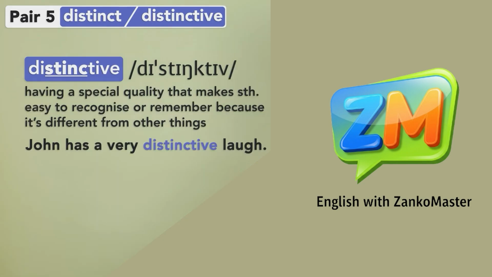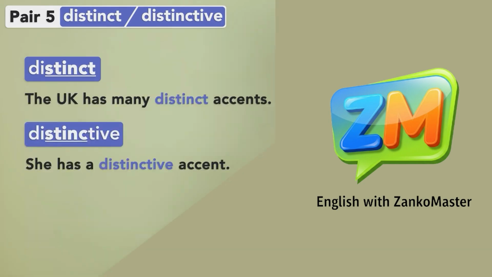Distinctive means having a special quality that makes something easy to recognize or remember because it's different from other things. For example, John has a very distinctive laugh. It's easy to recognize it's John even if I can't see him because I can hear his very unique laugh. It stands out. Let's compare now some examples. The UK has many distinct accents. Each accent is clearly different from any other. And she has a distinctive accent. The features of her accent make it easy to recognize where she's from. Is that clear? I hope so.